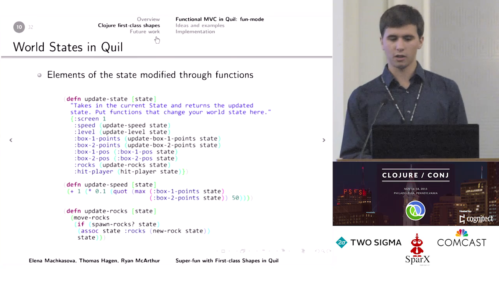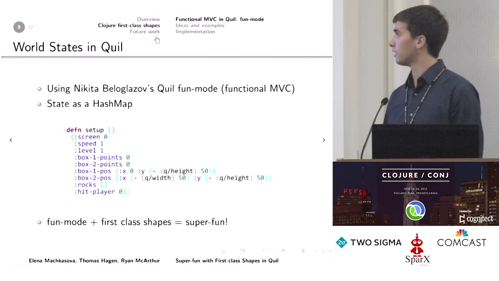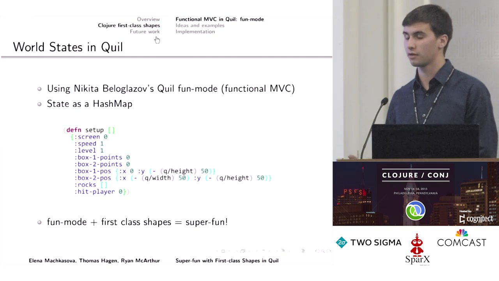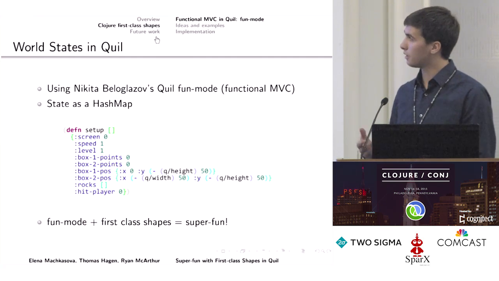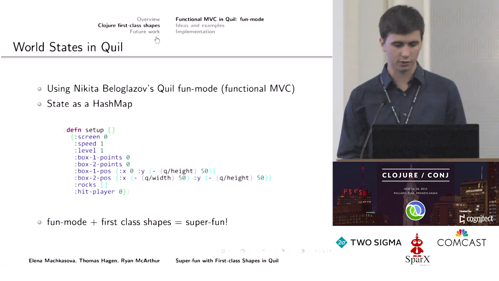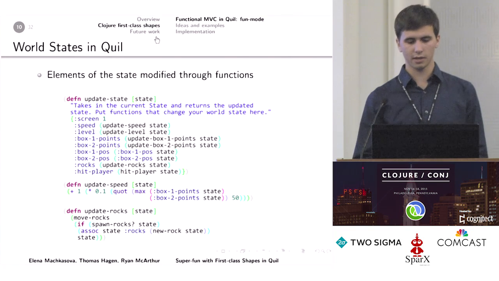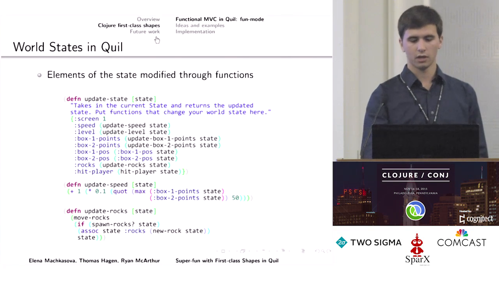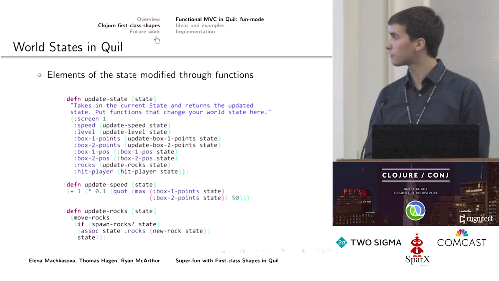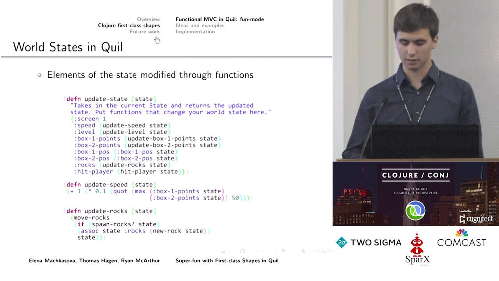And so the elements of the state are modified through functions. This is just an example that we were using to learn Clojure this summer. I had actually never looked at it until this summer. This is an example from the summer that we won't go in depth into at all. Here's the update state where you change individual things on clock ticks, and then there are functions like update speed and update rocks that would change each one as the clock ticks happen.